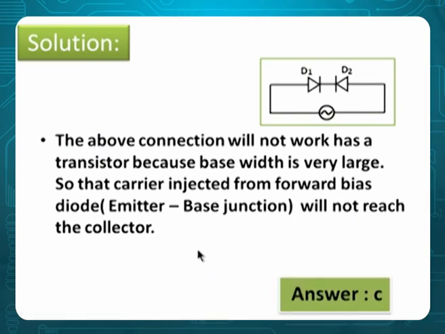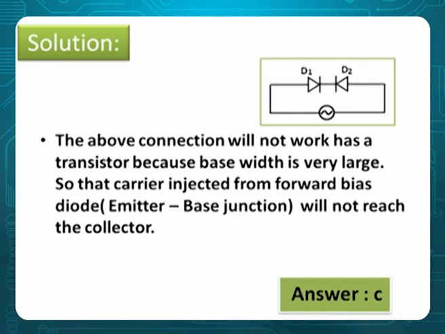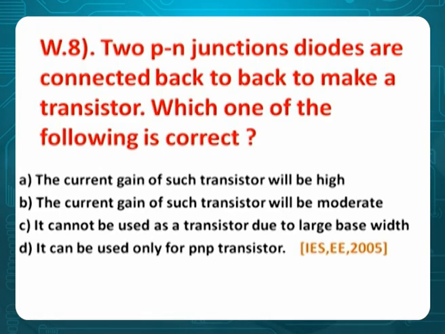The option is C. C means what? If you go for back-to-back diodes, the carriers cannot go from forward to the reverse if the junction width is very high. If the base width is very high, that's a problem. Therefore, option is C. It cannot be used as a transistor due to large base width. If the base width is large, all the carriers are lost within the base. They don't go to the collector. Therefore, this cannot be accepted. So, two diodes back to back cannot be accepted. Therefore, we need to manufacture it separately.